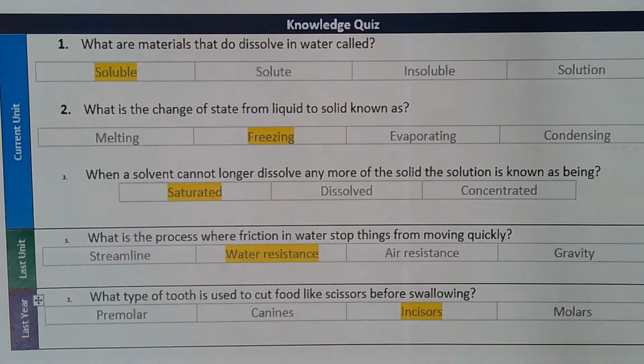Okay, so well done if you got all 3 on our current unit. Our last unit, back before Christmas. What is the process where friction in water stops things from moving quickly? And that is called water resistance. And then back to last year, if you can remember this far back, hopefully you can. What type of tooth is used to cut food like scissors before swallowing? And it is your incisors. Okay, so well done if you got all 5 correct.